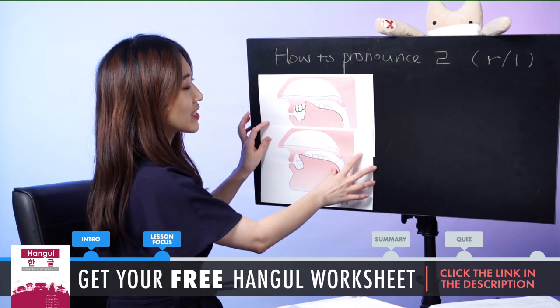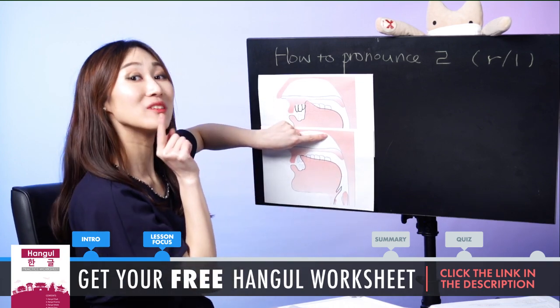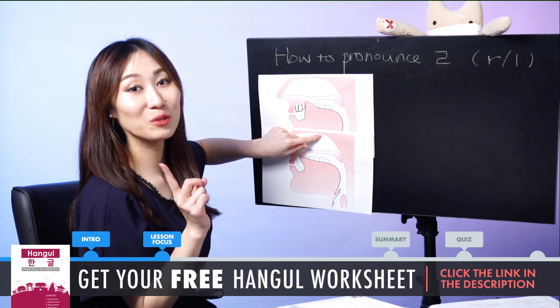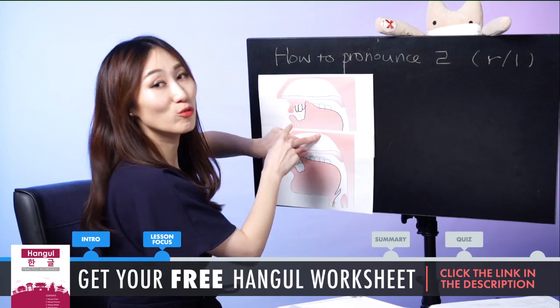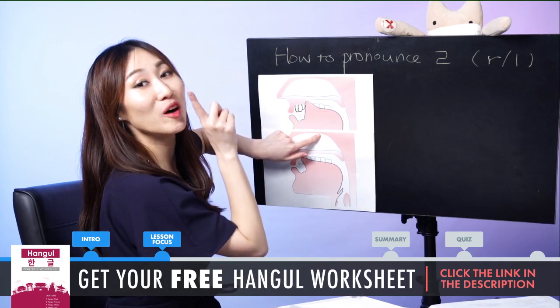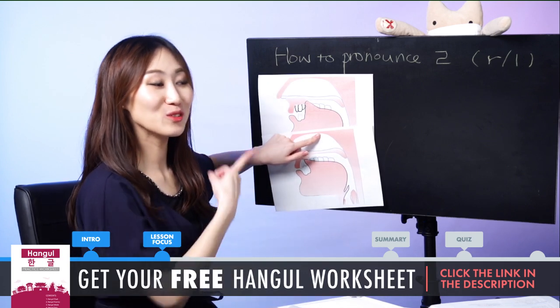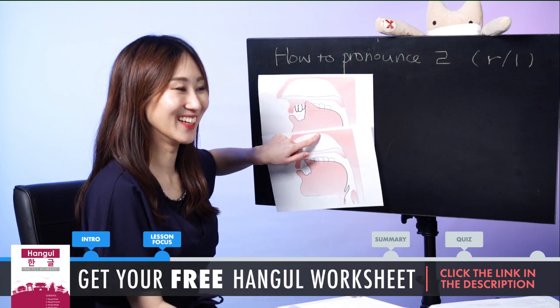So when you pronounce L, L, L, your tongue touches the back of the teeth, right? L, L, L. But the Korean R sound, R, R, R, R, R, R, touches the ridge of the roof of your mouth. R, R, R. Can you pronounce it? When you see this, please try to pronounce it if you are at home.